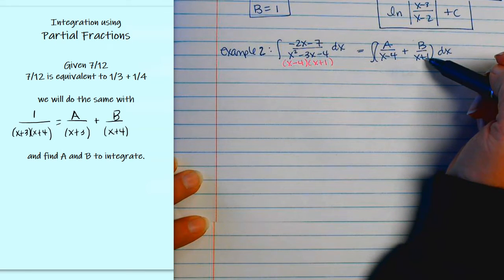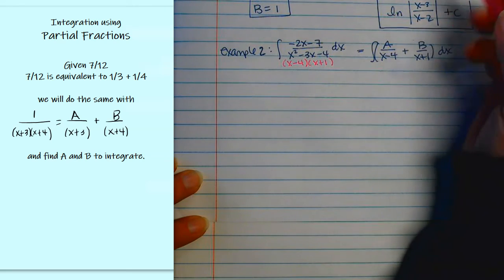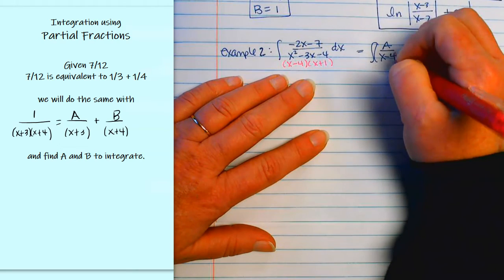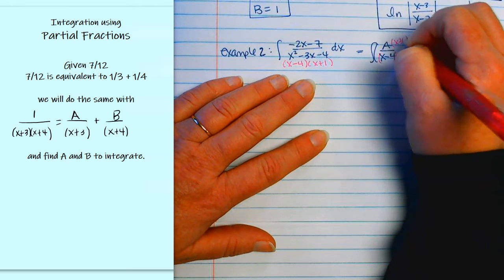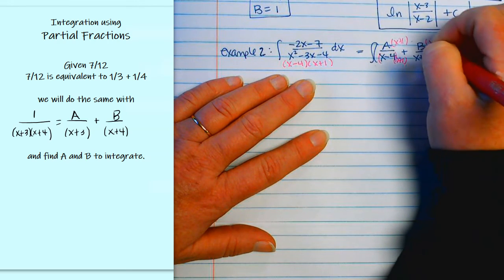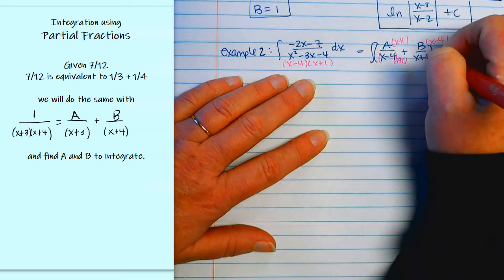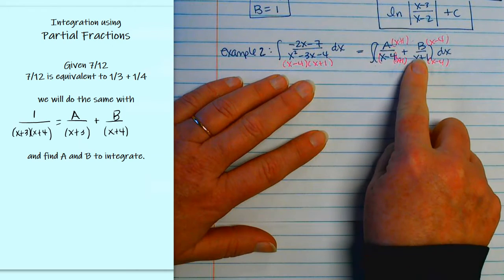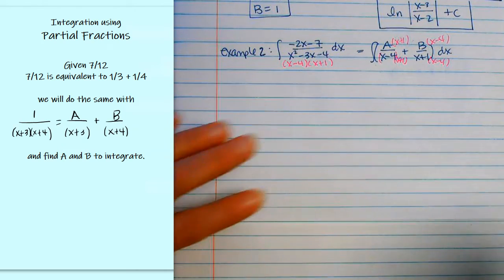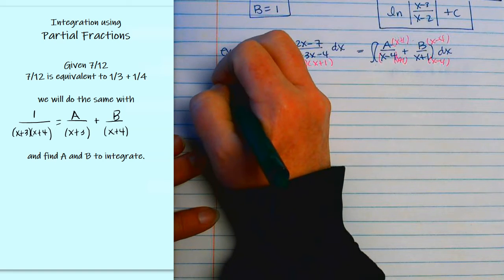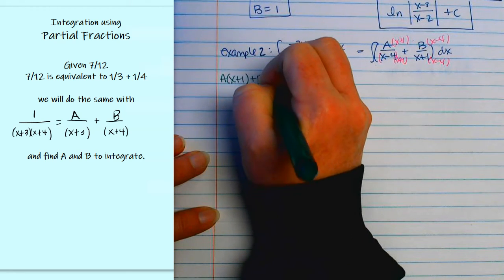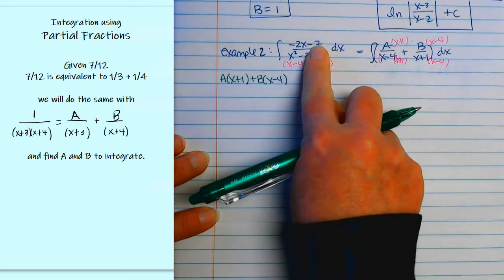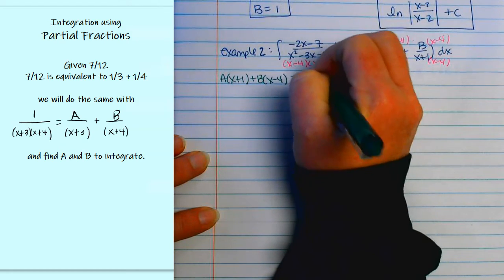I need to make it actually work, right? So I need to say, well, this only is equivalent if this fraction is multiplied by x plus 1 over x plus 1, and b over x plus 1 is multiplied by x minus 4 over x minus 4. And then I can say they're equal. So what ends up happening is I have this, a times x plus 1 plus b times x minus 4 is supposed to be equivalent to negative 2x minus 7.